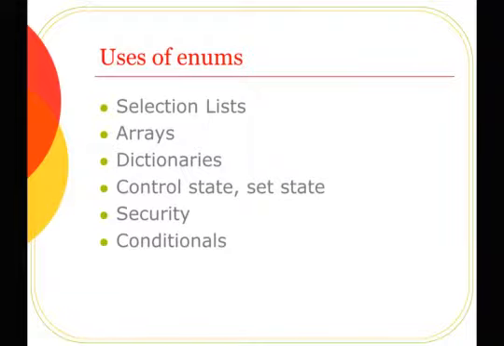So here's why you would use some selection lists. Many of the drop downs you'll see are powered by enumerations. Arrays, a lot of the variables in arrays are set by enumerations. Dictionary, a dictionary is a key value pair, which means it has a key and a value. An array and an enumeration is great for setting the keys because enums are unique.